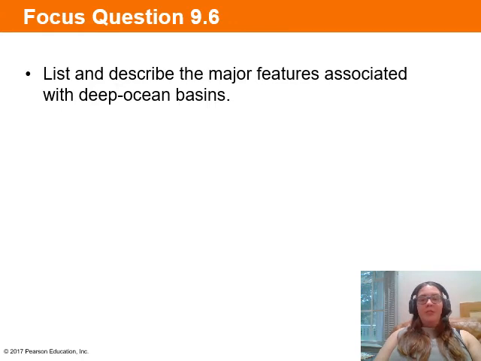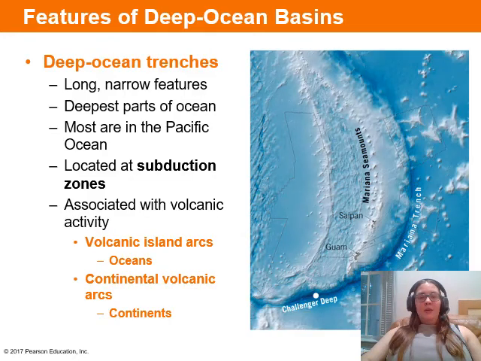So now we're just going to look at exactly how the seafloor looks underneath all of these massive amounts of water inside of our deep sea basins. So when we look at our deep sea basins, we're going to see a lot of very specific features that develop, one of which we just talked about, which are our deep ocean or our deep sea trenches. Here we're looking at a map of a small area of the Pacific Ocean.